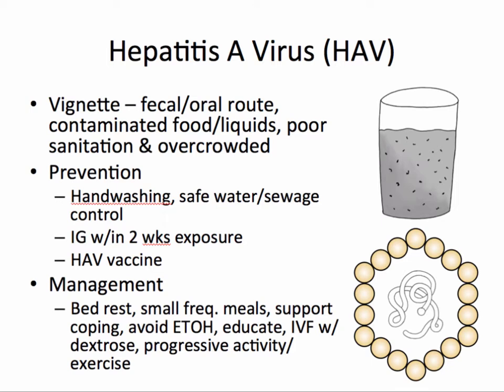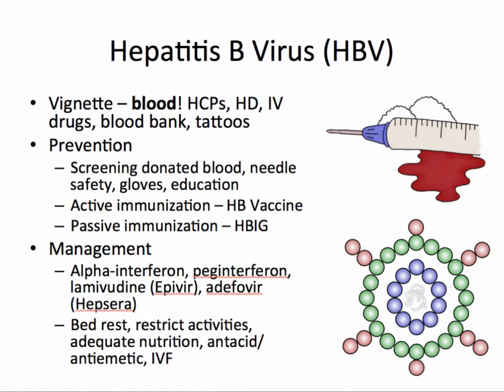Prevention of hepatitis A includes good hand washing, safe water and sewage control, immunoglobulin within 2 weeks of exposure, and the hepatitis A vaccination. Management of hepatitis A includes bed rest, small frequent meals, support coping, avoiding alcohol, education, IV fluids with dextrose, and progressive activity and exercise.